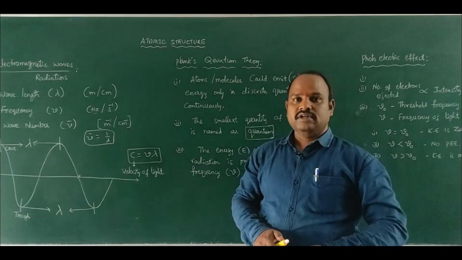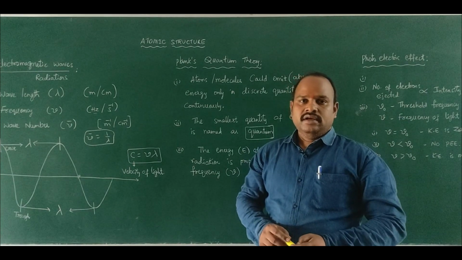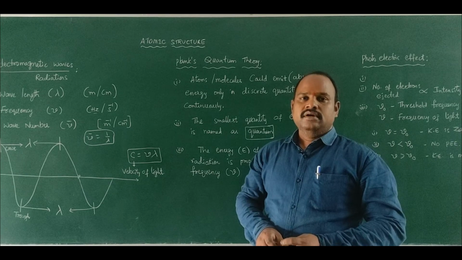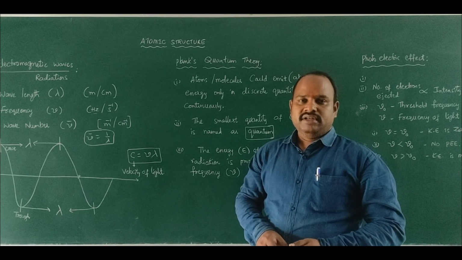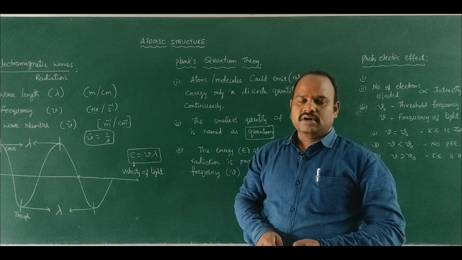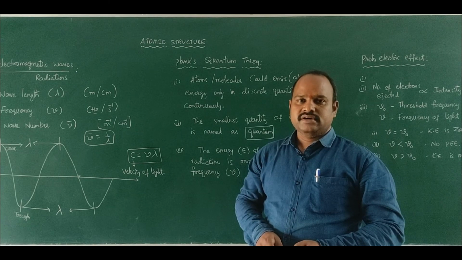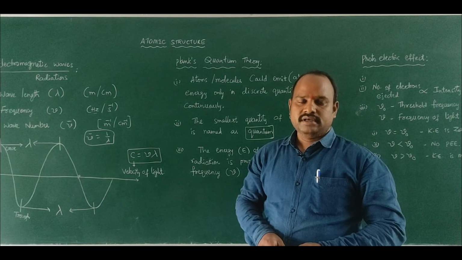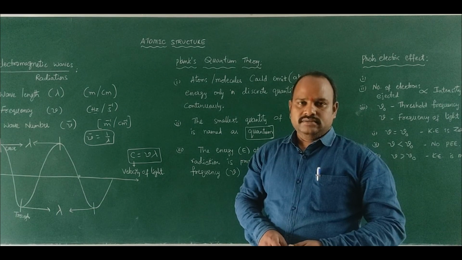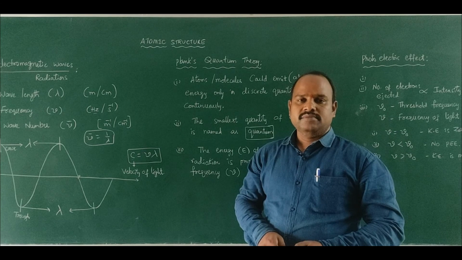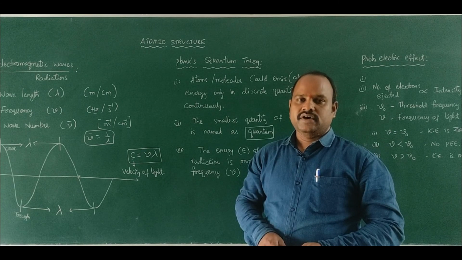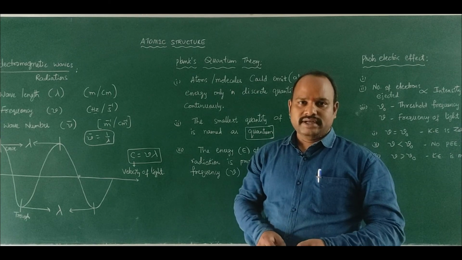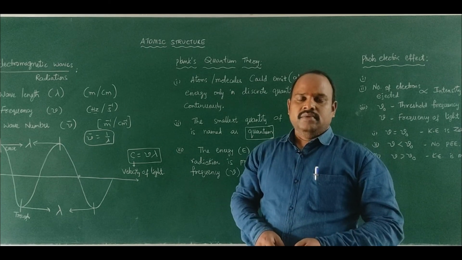Based on Planck quantum theory, we can define black body radiation. The body which can emit or absorb all the frequencies of radiation which fall on the body is named as a black body. So the black body can absorb all the radiations which fall on that body, or emit all the radiation which is absorbed by that body.